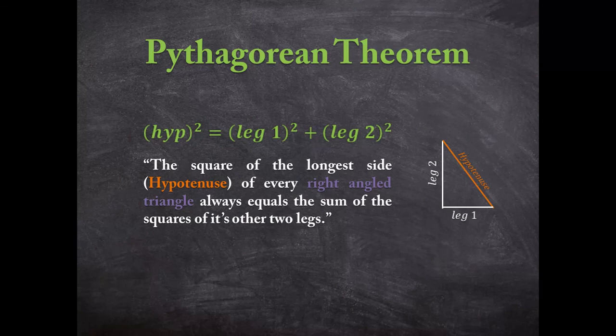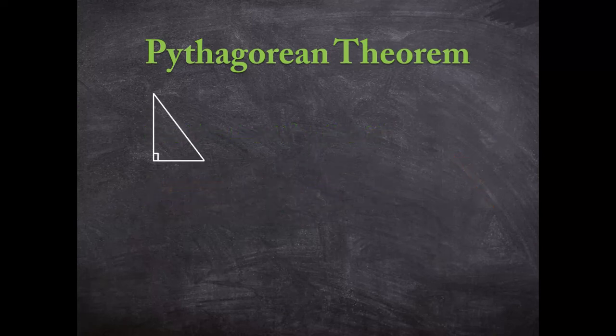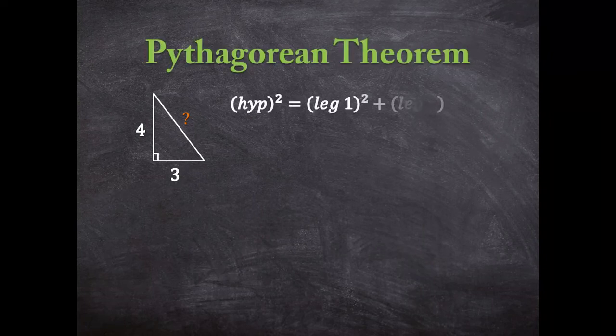This theorem is very useful where we need to find the unknown side of right triangles. Let's look at an example. Consider a right triangle with two given sides 3 and 4. We can find this unknown side with the help of the Pythagorean theorem. We know this side is the hypotenuse because it is opposite the 90-degree angle. Means we need to find out the hypotenuse of this given right triangle.